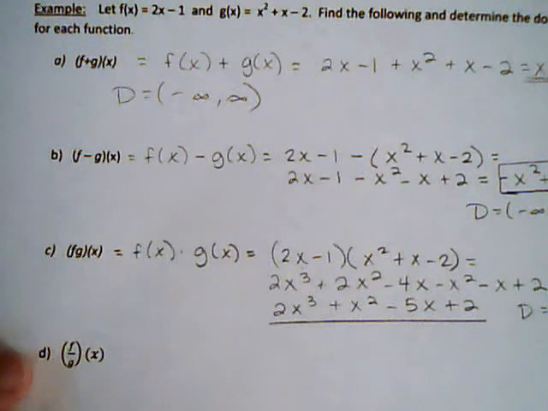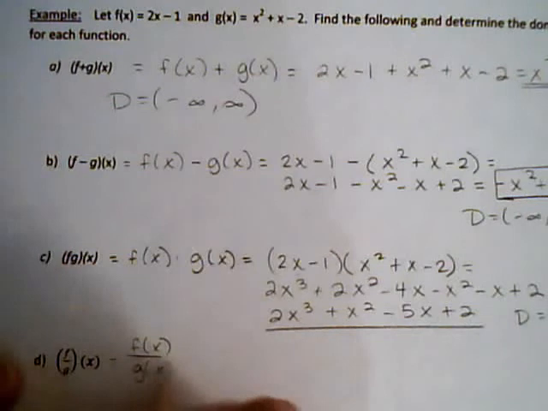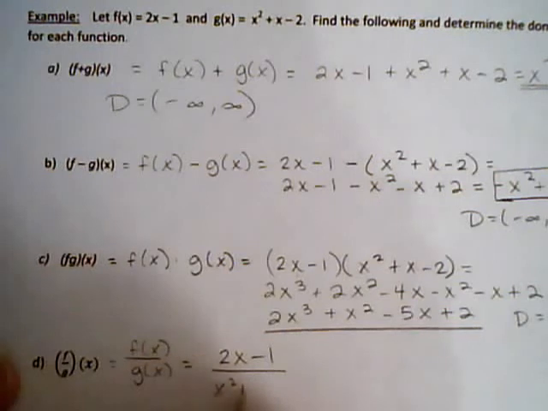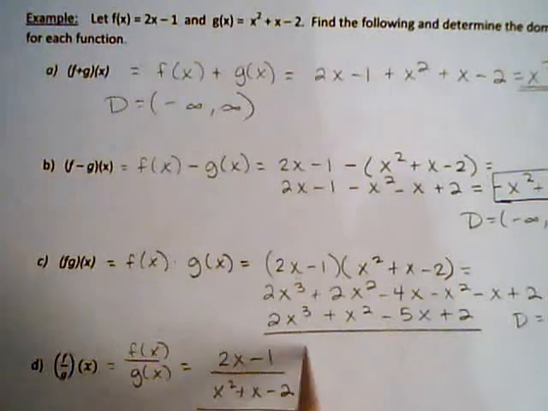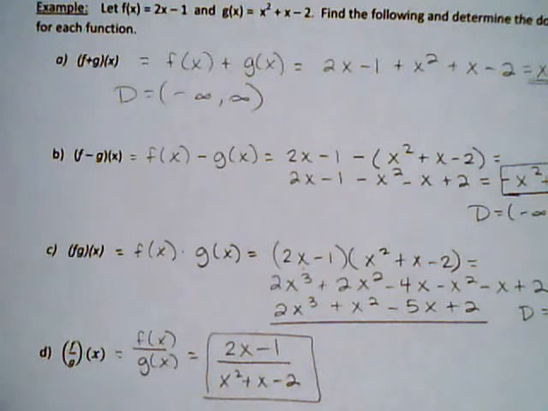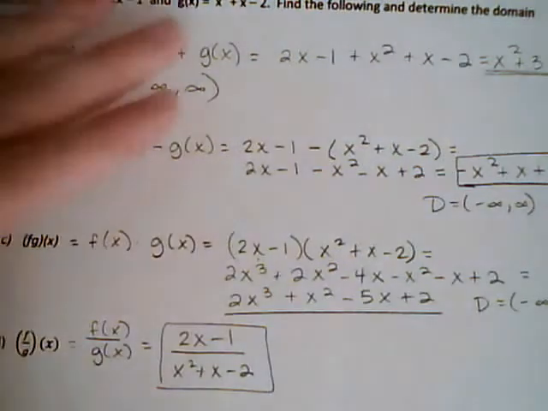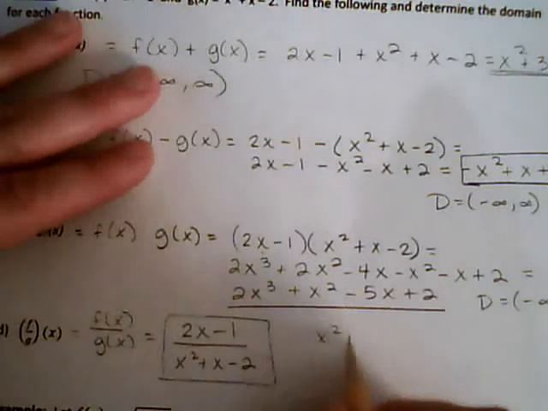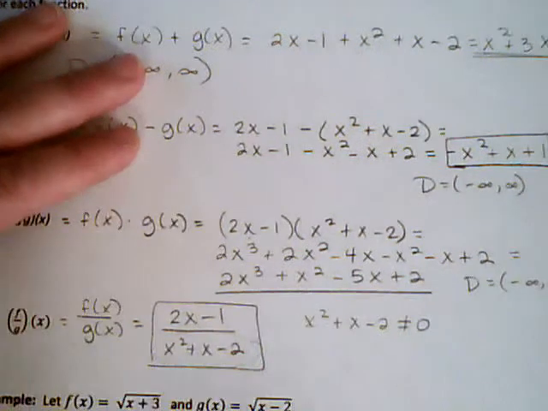Okay, f over g of x means that we're going to divide our functions f of x over g of x. So I would have 2x minus 1 over x squared plus x minus 2. I can't divide any further. So that would be my new function that I'm writing. But I do have some restrictions on the domain. Remember, we do not want the denominator to be 0. So I would have to take the denominator, not equal to 0, and factor.